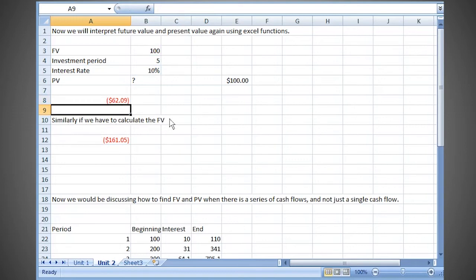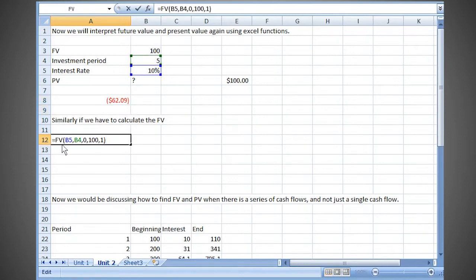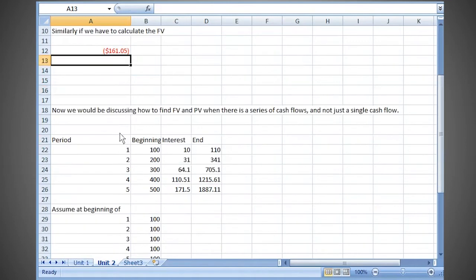Similarly, if we have to calculate the FV, that is future value, there's this formula which we apply, and hence we get the answer as 161.05. Now we would be discussing how to find future value and present value when there is a series of cash flows and not just a single cash flow.